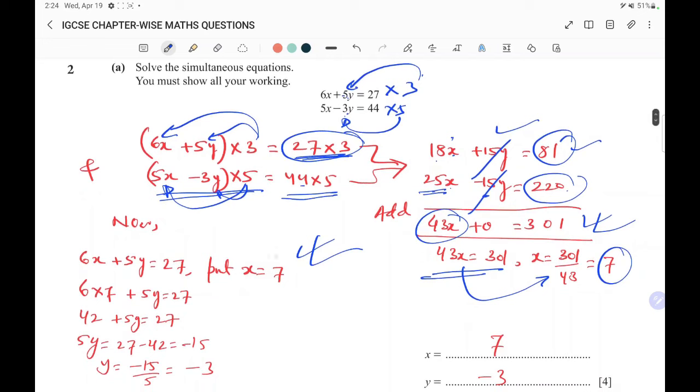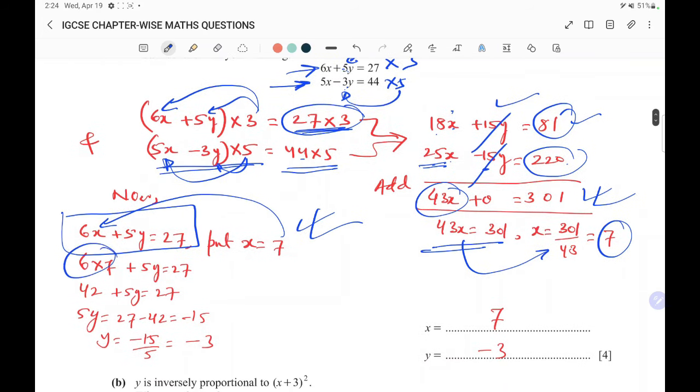Now we need to find y. So you can put this 7 in one of the equations, either this one or this one. I have selected the first one. So 6x plus 5y equals 27. Just put x equals 7 in that. 6 times 7 plus 5y equals 27.